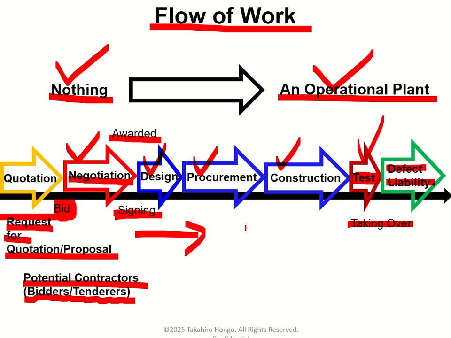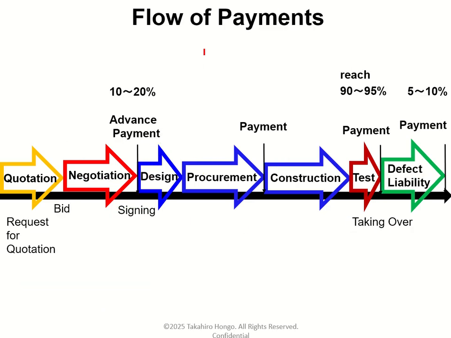Is it clear? The second flow is the flow of payments. This is very easy. As you know, the owner must pay the contract price to the contractor. The first payment is an advance payment. The amount is typically 10 to 20% of the contract price. This varies from contract to contract, but typically, it is 10 to 20%.